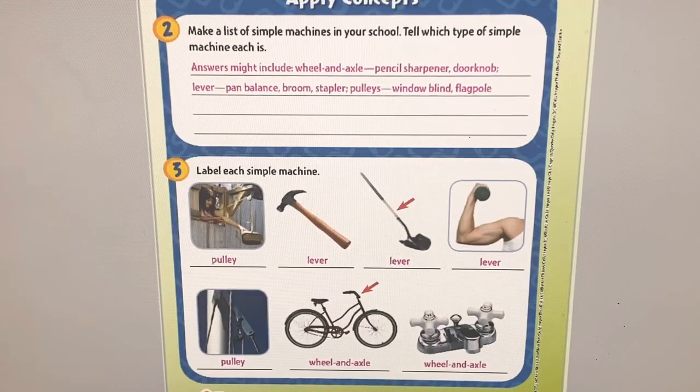All right, simple machines around you can be wheel and axle, the pencil sharpener. Yes, the pencil sharpener uses the wheel and axle. Not only the pencil sharpener, the doorknob. Yes, the doorknob. What about a lever? A lever can be a pan balance. We use a pan balance in science, and in our class we use a pan balance, or a broom, a stapler. Yes, all are a lever. These are all a lever.